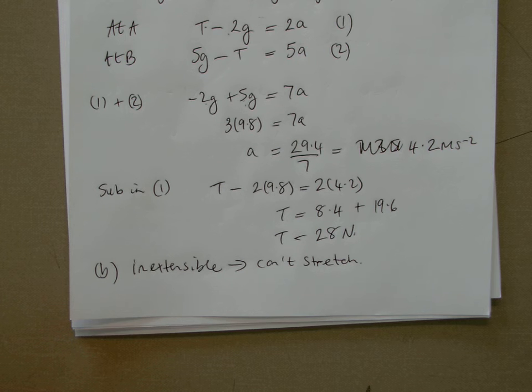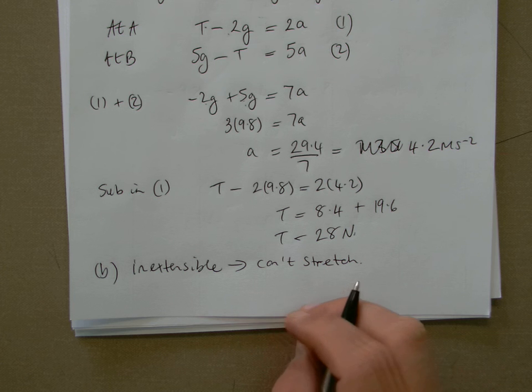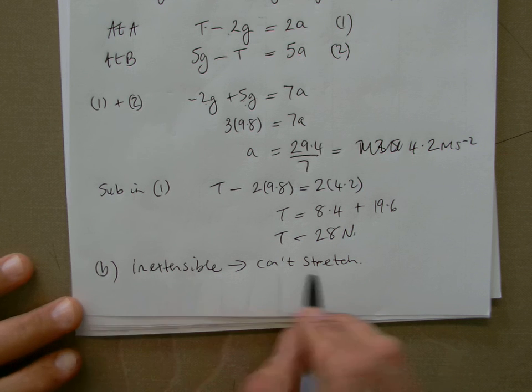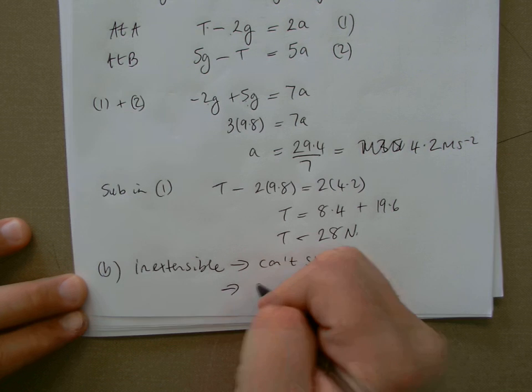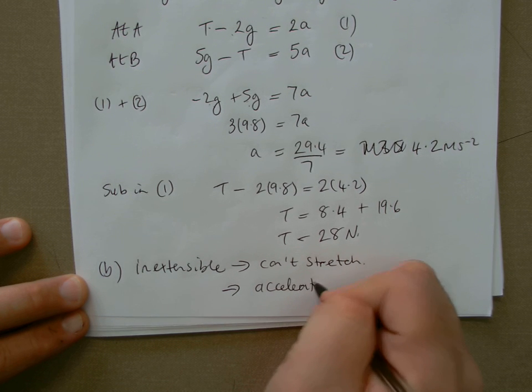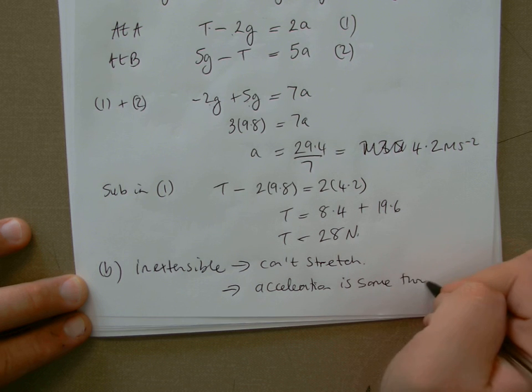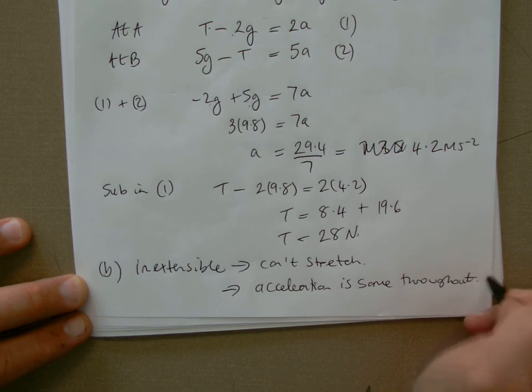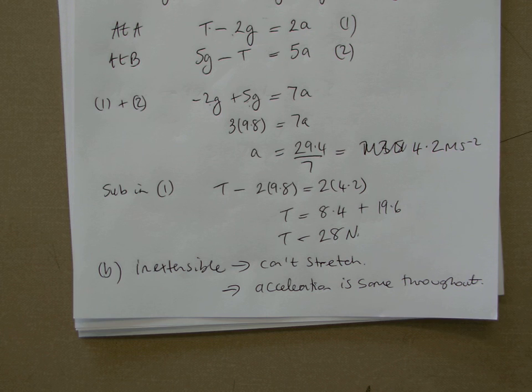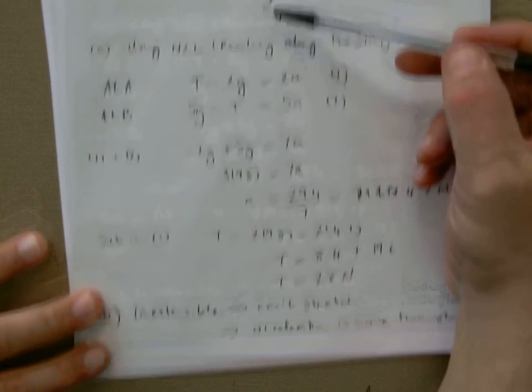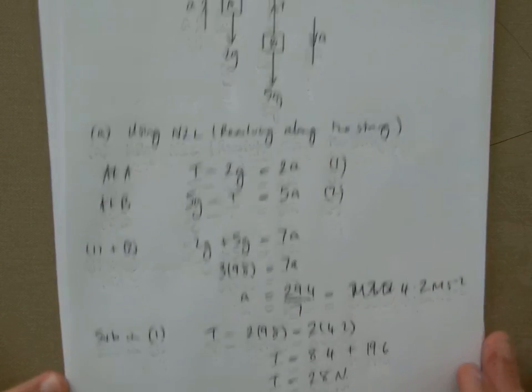When something stretches, the acceleration will be different at different points on, for instance, an elastic band. It will be different at the center of the stretch than it is at the end. You could try it out and have a look at it. But if it's inextensible, can't stretch, then the acceleration will be the same throughout. In other words, it's one system, and the acceleration can be considered the same. That's why I've got A there on my diagram being exactly the same, and we can solve simultaneously.